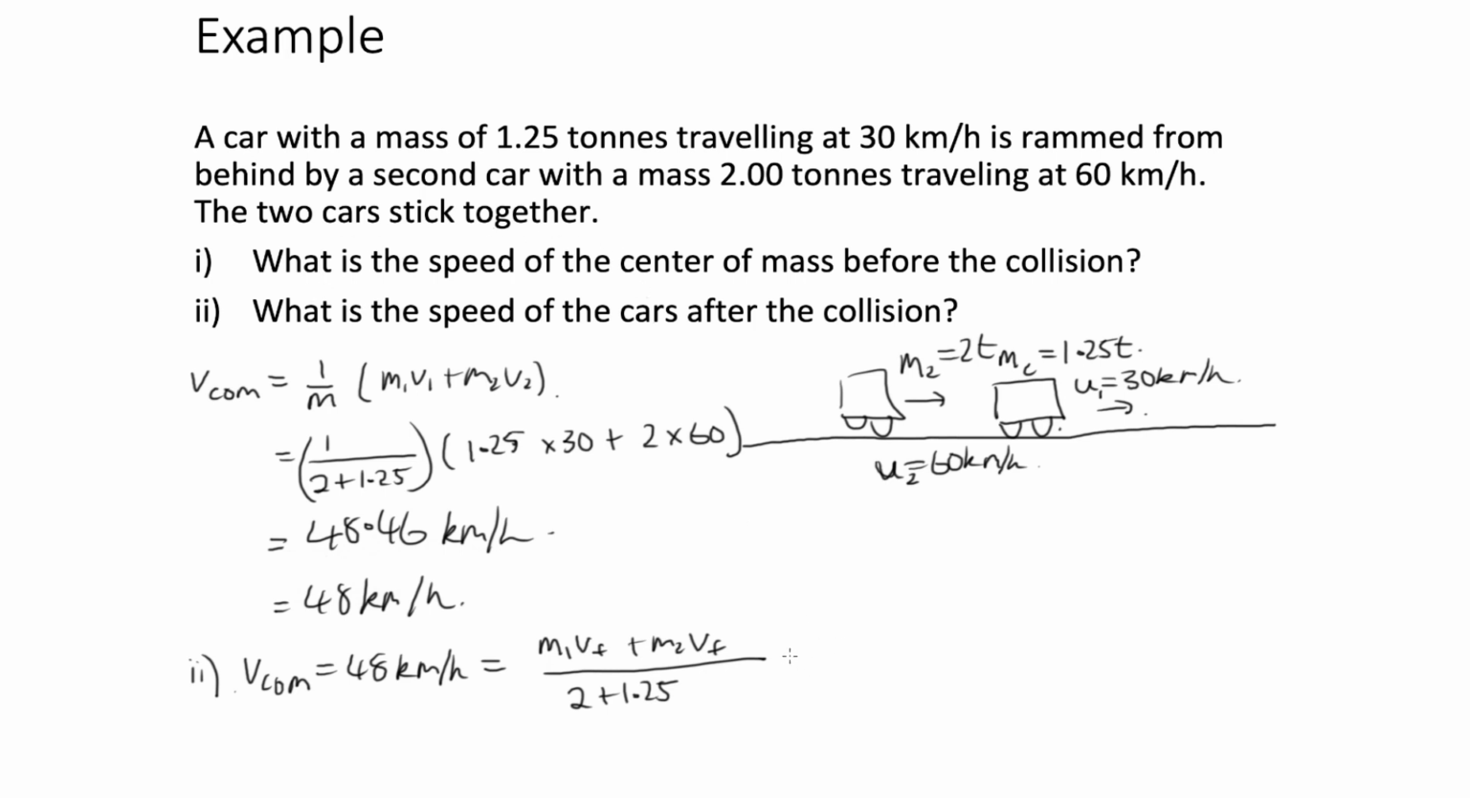So we can write this as 48, I'll keep all my significant figures, so 48.46 times, adding these together, I've got 3.25, is equal to the final velocity, which is what I'm trying to find, times m1 plus m2. But m1 plus m2, that's just the total mass. That's what this 3.25 is. So this cancels out, and that tells me that the final speed is just the speed of the center of mass, which is the 48 kilometers per hour.